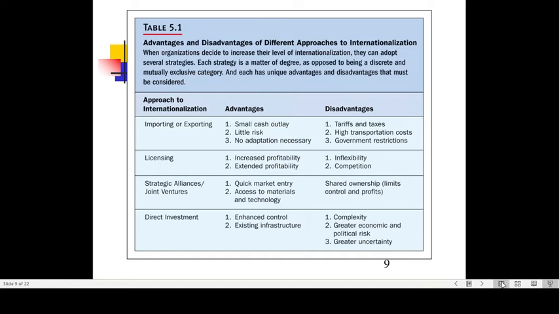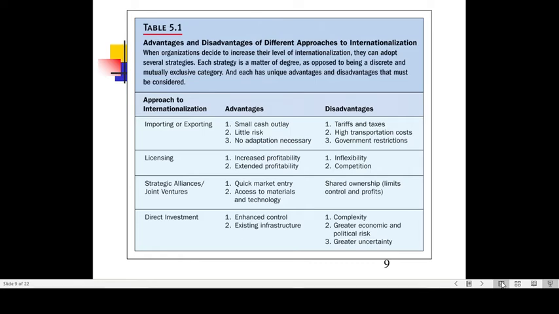First is importing or exporting, no? One of the advantage of this is small cash layout, maliit lang yung ilalabas mo, very little risk, no adoption necessary. But the disadvantage of this is tariff and high taxes, high transportation cost, of course, because you have to use plane for you to transport your products and goods. And for number 3, the government restriction. Each and every geographical area or country in the world, they have different rules and regulations, different from another, no?